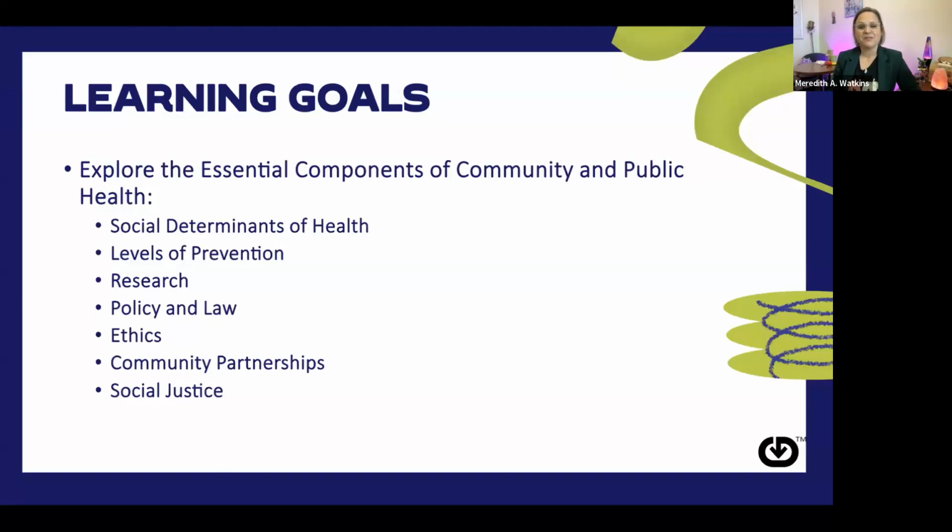Now, we have a couple of things we're going to talk about today, and really I want to explore the essential components of community and public health, finalizing our understanding of the framework and structure and things that are involved in public health and community health nursing, so that in future lessons we can really plug more information in. So we're going to describe and explore these essential components of community health. These include social determinants of health, levels of prevention of disease, research, policy and law, ethics, community partnerships, and social justice. So let's go ahead and get into it.